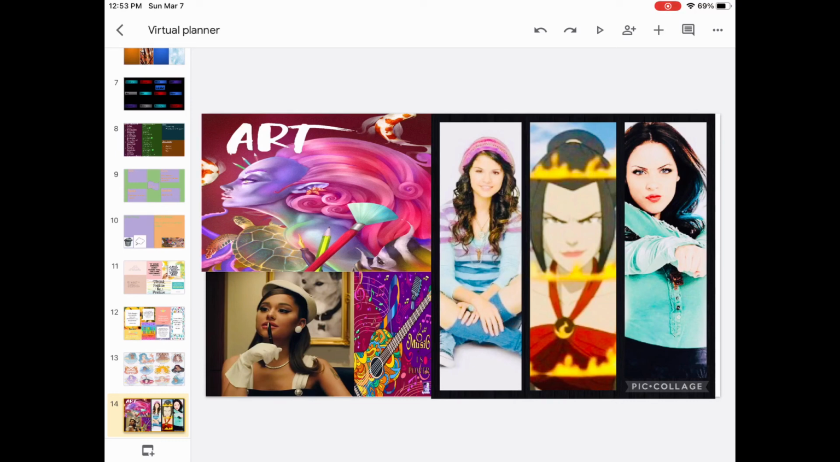And then at the bottom, you'll find Ariana Grande. She is one of my favorite singers, and I think her music is just so inspirational. R&B is my favorite music genre. And then on the right, you'll see Alex Russo from Wizards of Waverly Place, one of my favorite Disney shows, because she acts exactly like me.